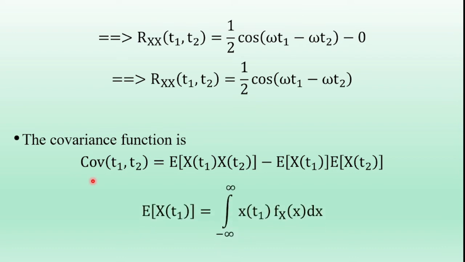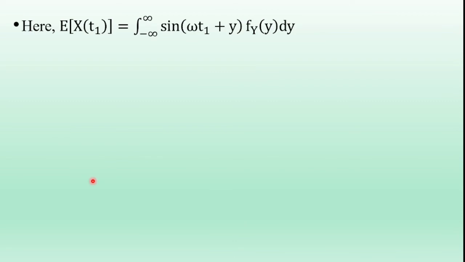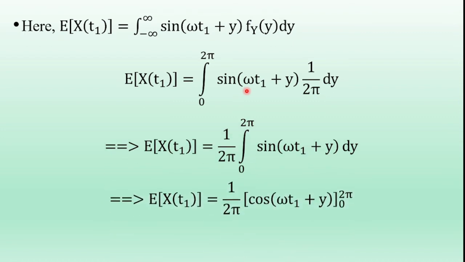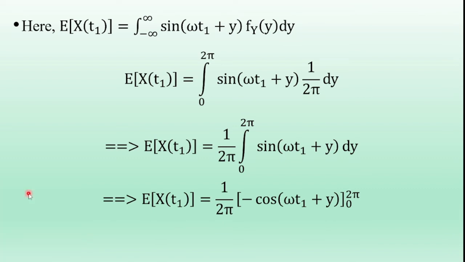So now first calculate expectation of x of t1. The expression of expectation of x of t1 is integral minus infinity to infinity x of t1 into density function into dx. Given that x of t is sine of omega t plus y, now x of t1 is sine of omega t1 plus y into fy of y dy. Given that the density function of the random variable y over the interval 0 to 2 pi is 1 by 2 pi, expectation of x of t1 is equal to integral 0 to 2 pi sine of omega t1 plus y into 1 by 2 pi into dy. Integral of sine is minus cos of omega t1 plus y over 0 to 2 pi.